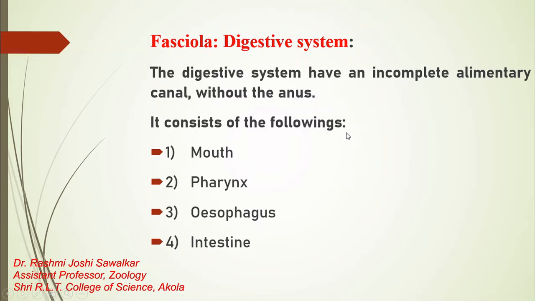It consists of the following parts. Number 1, mouth, pharynx, esophagus and intestine. So these four parts form the digestive system or function in the digestive system.